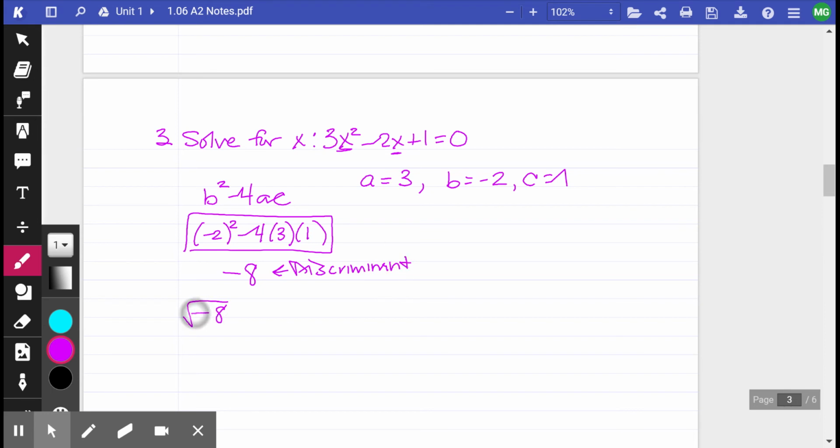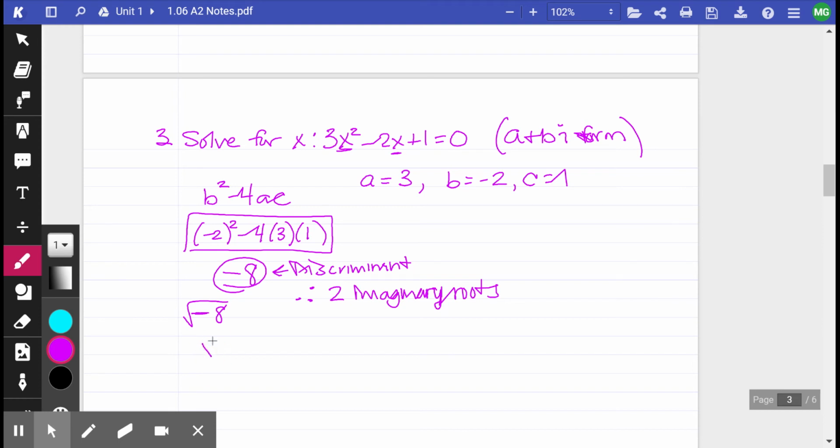Well, anytime we have a negative under the radical, you're going to pull it out and make it into an i. So that means we're going to have 2 imaginary roots. This question could have said, leave your answer in simplest a plus bi form, which is our form for imaginary numbers. Anytime the discriminant is negative, you will always have imaginary roots.